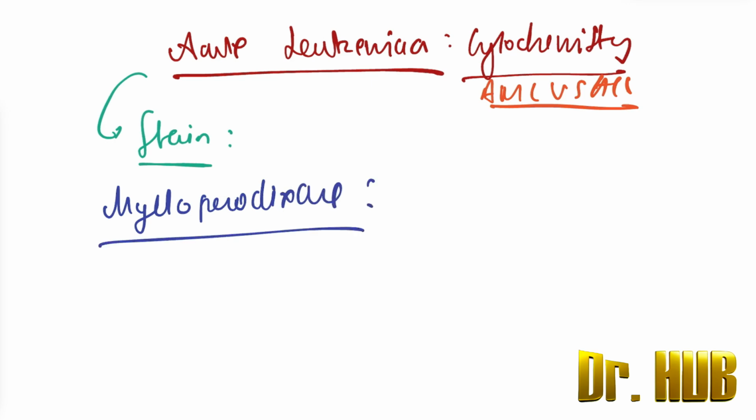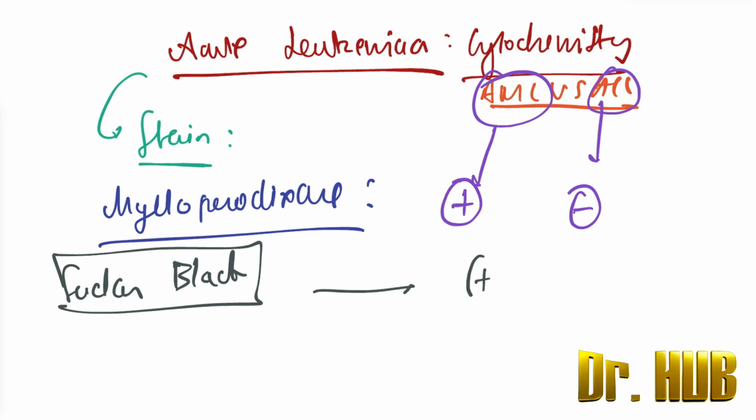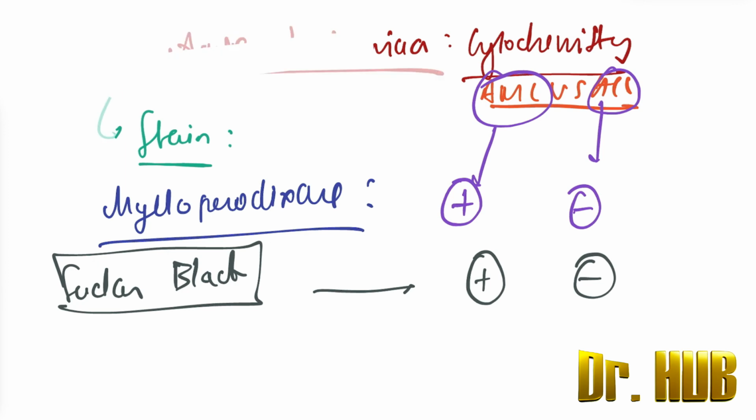In terms of the myeloperoxidase, the AML is going to be positive and the ALL is going to be negative. Then comes the Sudan black. Under the Sudan black, the AML is again going to be positive and the ALL is going to be negative. Next, let's look at the non-specific esterase.